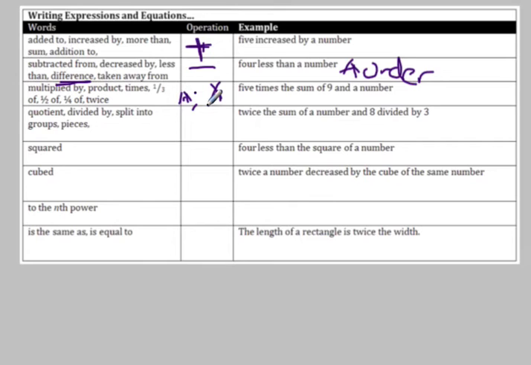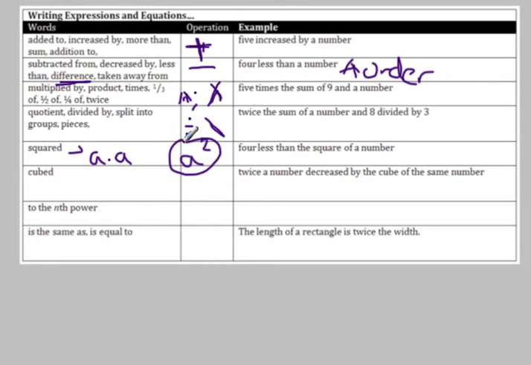Okay, so let's take a look at this next one. We have quotient, divided by, split into groups and pieces. So we're going to do divided by, like that. So we have the divided by symbol, and we also can use the fraction bar. The fraction bar also implies divided by as well. And then if we have squared, that means we're going to take a number, let's call it a, and raise it to the second power. So when we say something is squared, what we're really doing is taking a times a, and we note it as a to the second power.